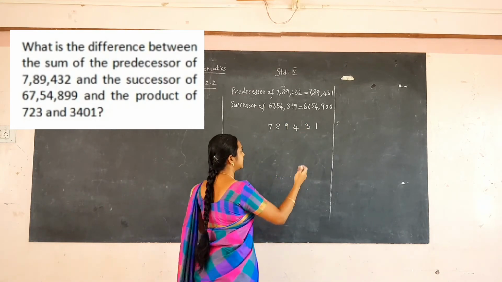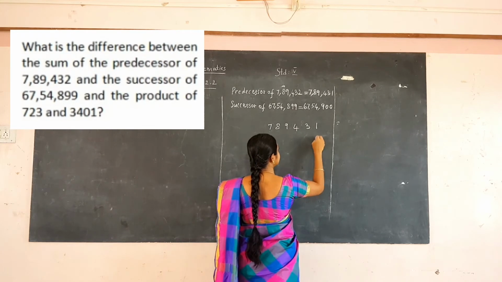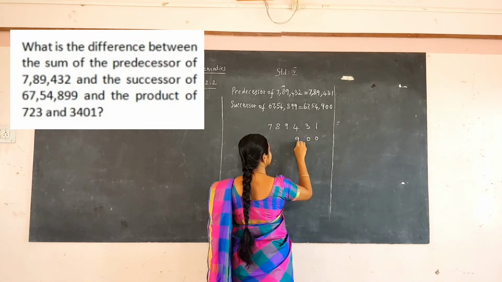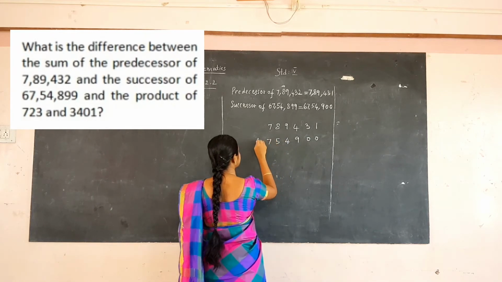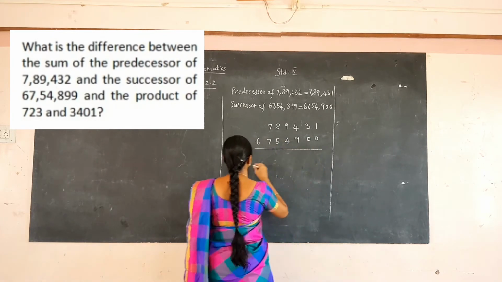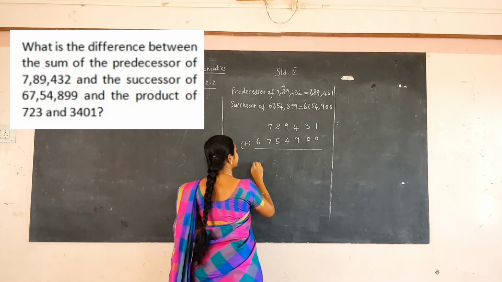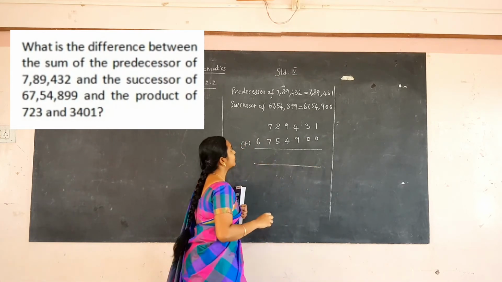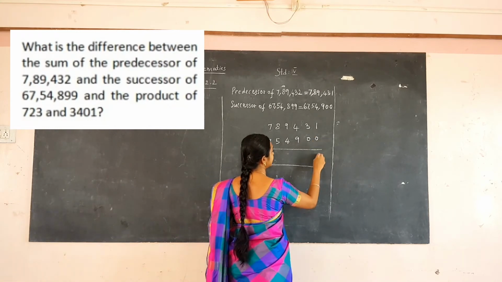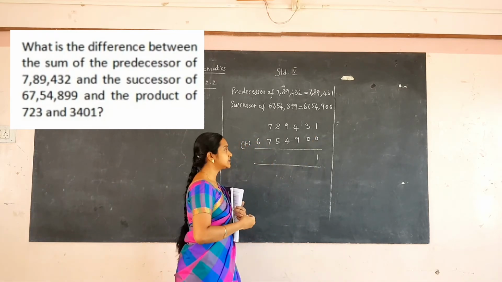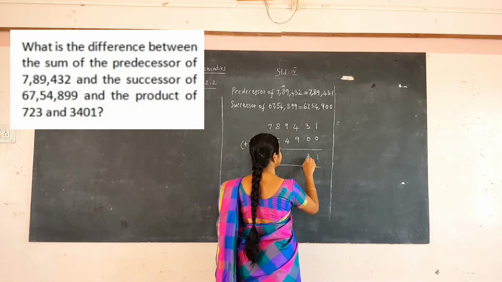Now start writing the second number from the left. 0, 0, 9, 4, 5, 7 and 6. Now we are going to add these two numbers. 1 plus 0 will be 1. 3 plus 0 will be 3.